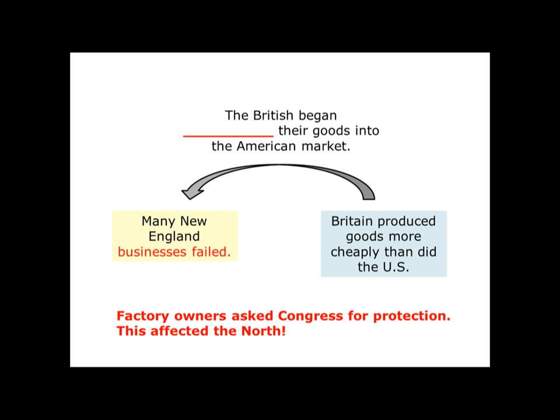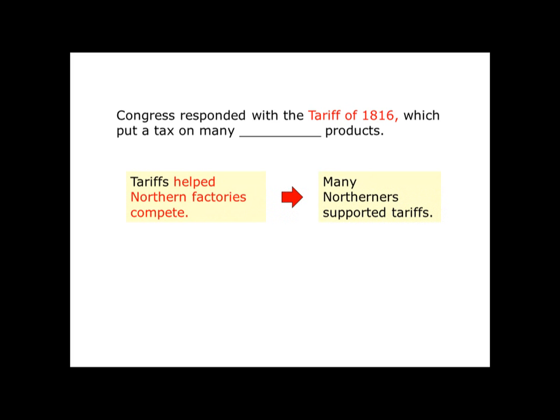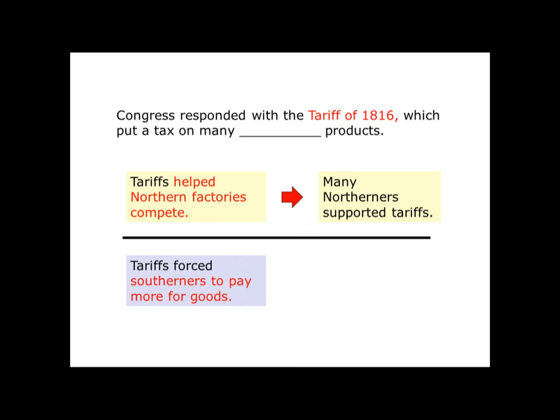Factory owners asked Congress for protection. Again, this was hurting their business in the North. Congress responded with the Tariff of 1816, which put a tax on many foreign products. Tariffs helped northern factories compete. Many northerners supported tariffs. Tariffs forced southerners to pay more for goods. Thus, most southerners opposed high tariffs.